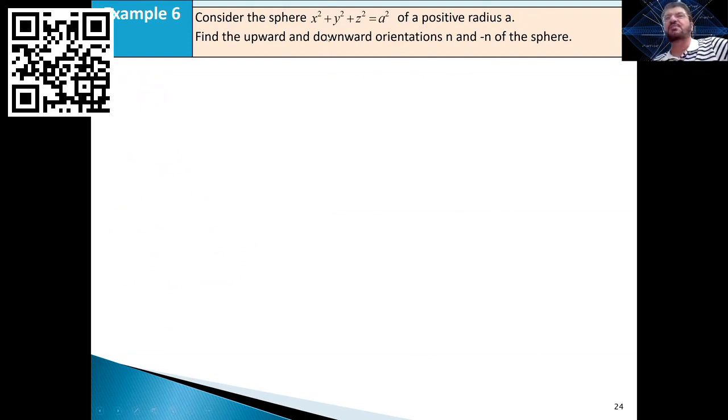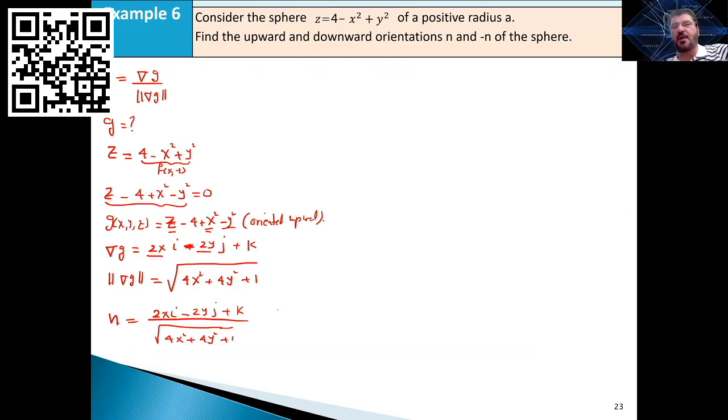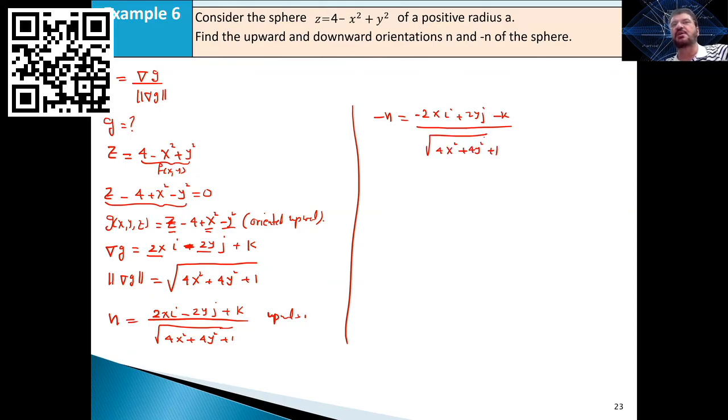All right, consider this surface now. How about this one? Same thing. But by the way, we didn't do the negative one. So this is upwards. For inwards, what's going to be n? This is minus 2x i plus 2y j minus k, divided by the square root of 4x squared plus 4y squared plus 1. This is the vector that is perpendicular to the surface, but it's what? Oriented inward.